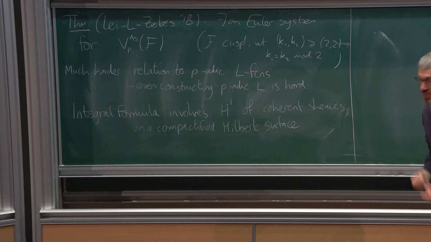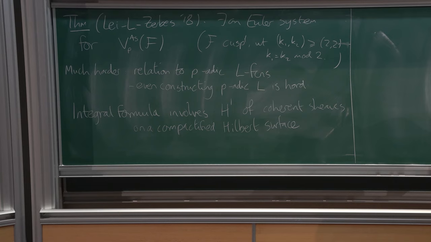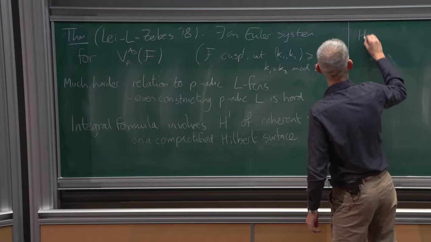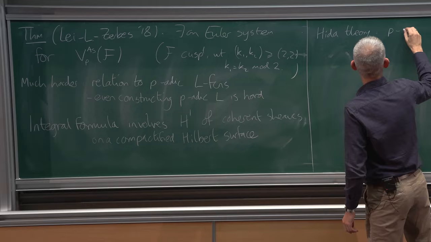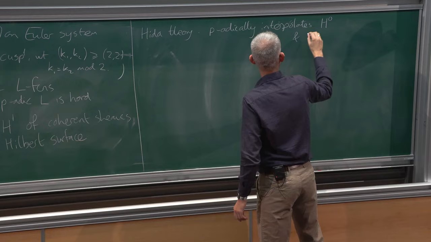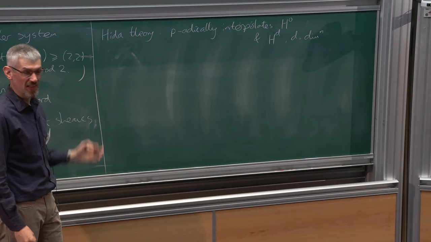Now I want to drag this integral formula into a world where we can p-adically interpolate. Unfortunately, our p-adic methods for understanding coherent cohomology tend to only work straightforwardly for either the bottom or the top degree, and this is the middle degree. So Hida theory p-adically interpolates H0, and by duality, if you can get at H0, you can also get at the top degree cohomology. But this is the middle degree, and there's no sensible way of getting at this.